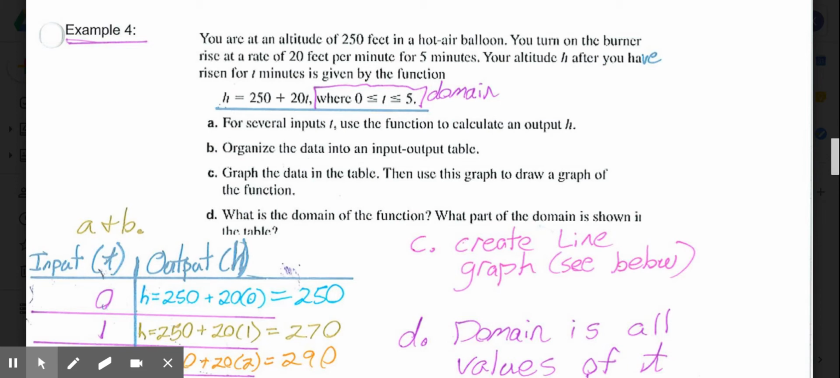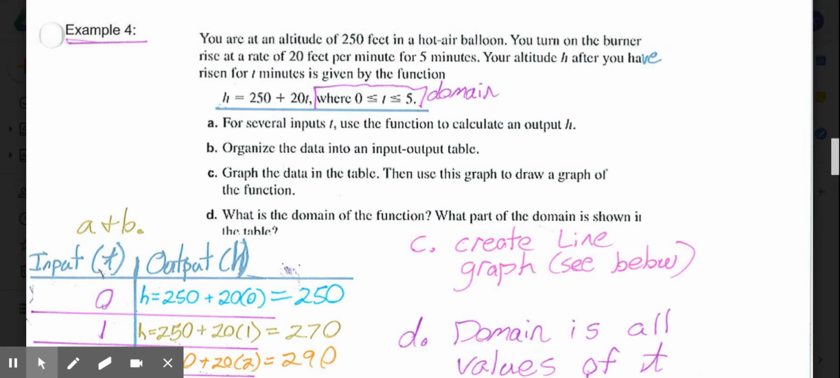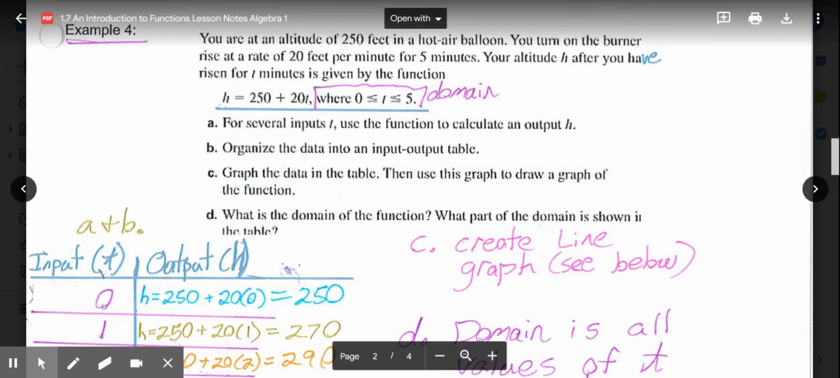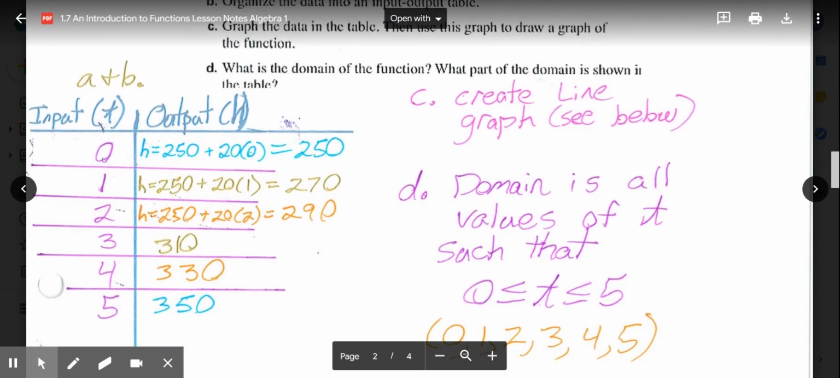So then it says, for several inputs t, use the function to calculate an output of h. So the way I did that was an input-output table. So that takes care of A and B. So what I'm going to substitute in for t, if my limits are 0 through 5, it only makes sense to go by each minute. So I substituted in 0, 1, 2, 3, 4, and 5.